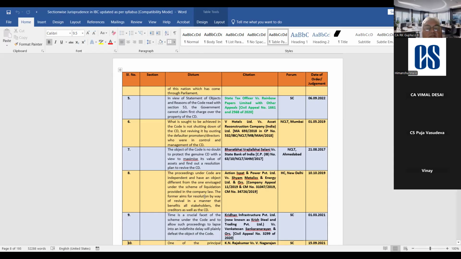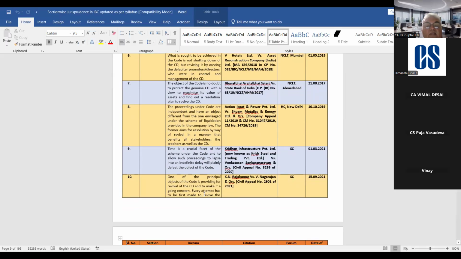Okay. The proceedings under the code are independent and have an object different from the one envisaged under the scheme of liquidation provided in the company law. Because in company law also there are provisions regarding liquidation. But here the objectives are different. The former aims for resolution by way of revival in a manner that benefits all stakeholders, the creditors as well as the CD.